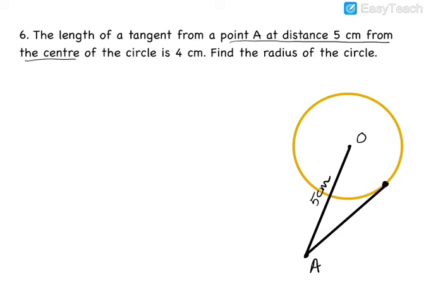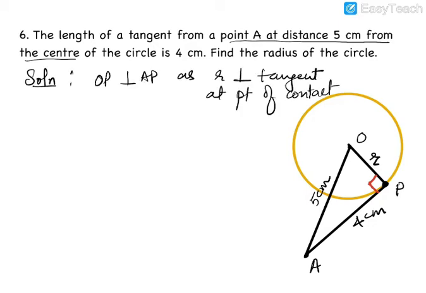Let's mark the point of contact as P. So the length of the tangent will be AP, which is given as 4 centimeters. Join the center to the point of contact, so OP will be the radius, which we have to find in this question. Now OP will be perpendicular to the tangent AP. This is using the first theorem. So this implies triangle APO is a right angle triangle, and so we can use Pythagoras theorem.